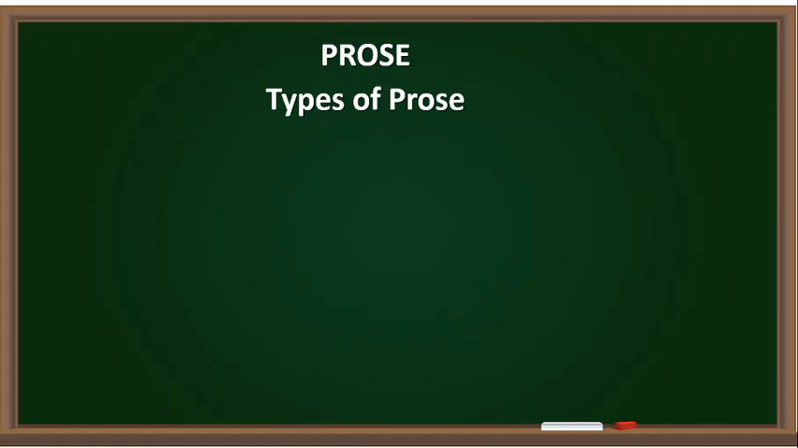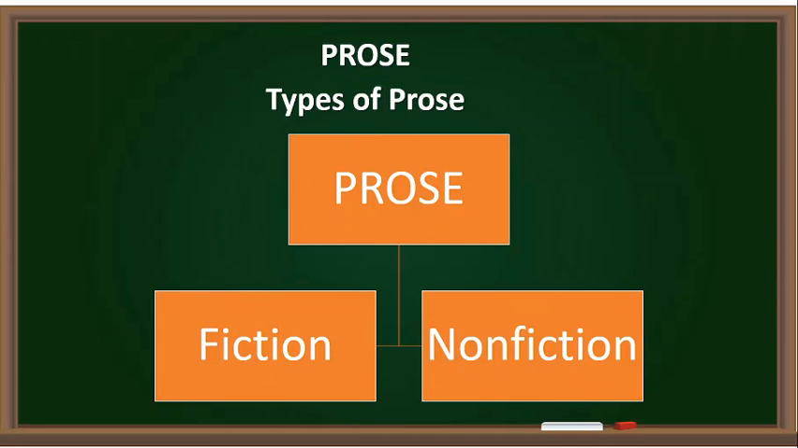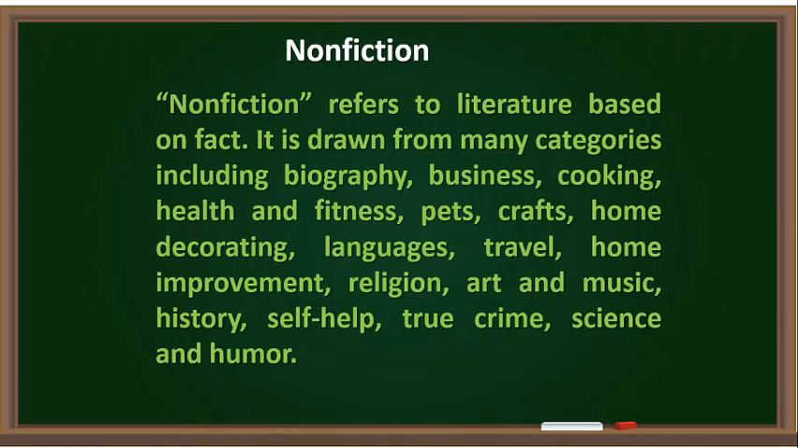From what we have garnered, prose can be looked at from two different angles. On my right hand side we have the non-fiction, and on my left we have the fiction. What is non-fiction? A non-fictional prose is a genre of literature that is based on facts. It can be a travelogue, it can be from business, cooking, health, self-help, true crime, science, and humor. All these are sources of non-fictional write-up.